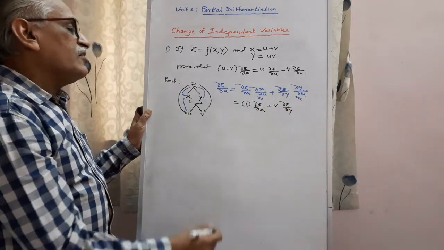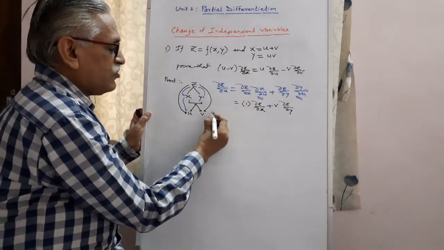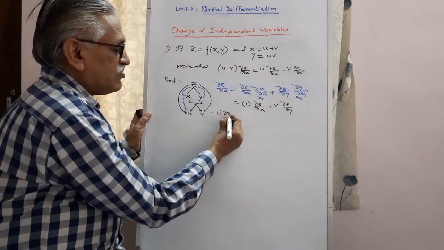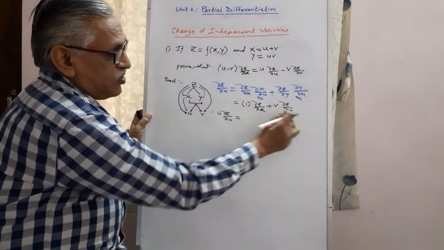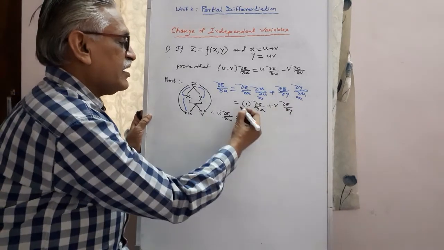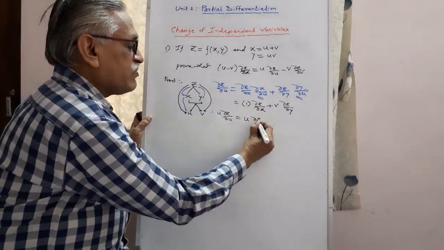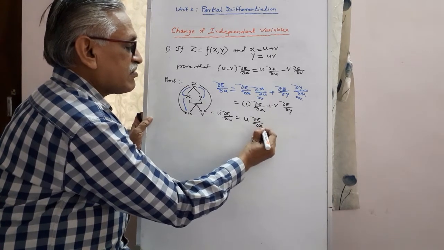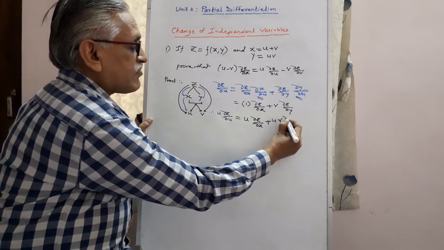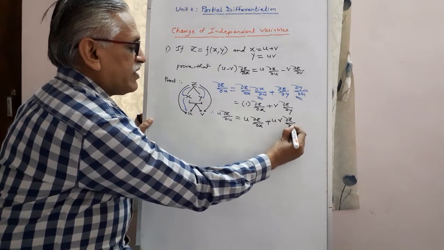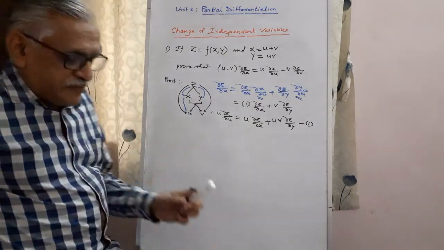Then whatever this result, multiply it by u. Therefore, u into ∂z/∂u, multiplying by u on the right hand side and multiplying to each term, we get u ∂z/∂x plus u into v ∂z/∂y, equation 1.